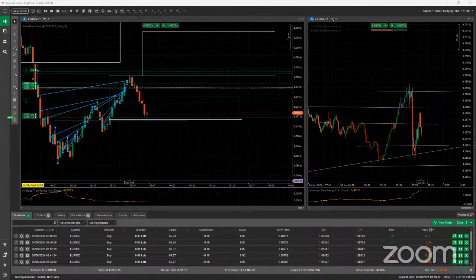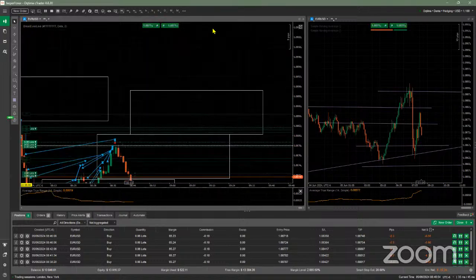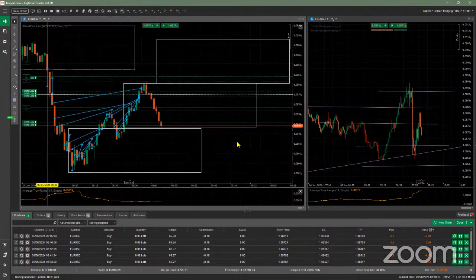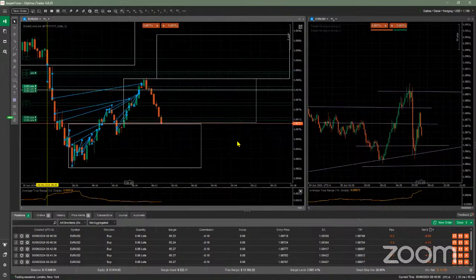Right, there's the bounce. Let's see if we can get at least two pips out of this. If we wait longer, maybe we can get 3, 4, 5, 10, 12 pips. We're just trading a probability.